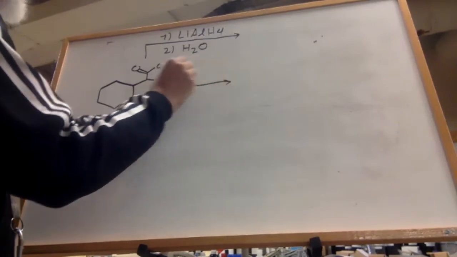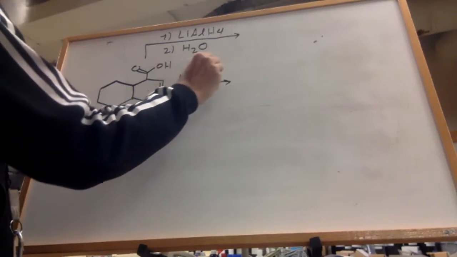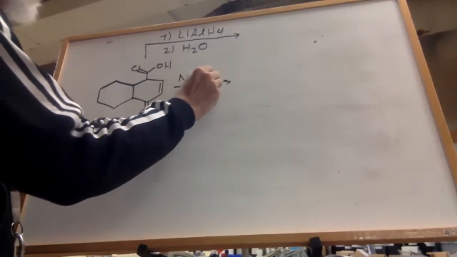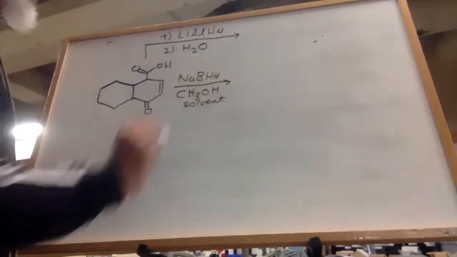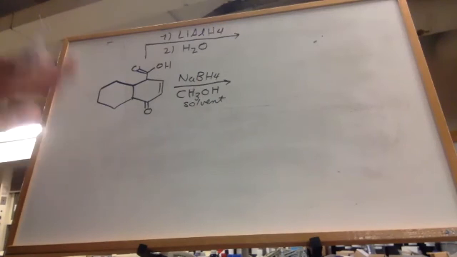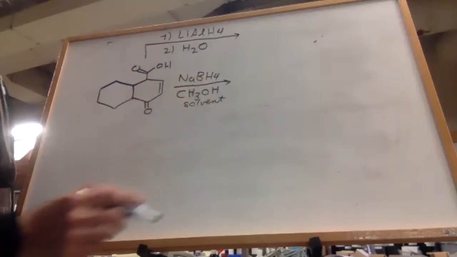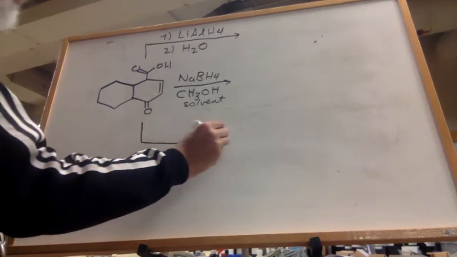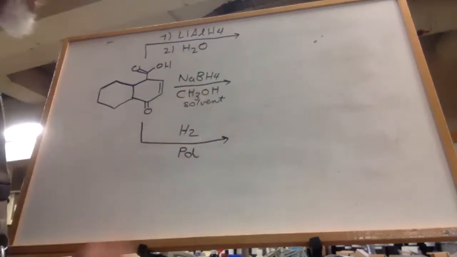And now let's reduce this very same compound with sodium borohydride. And the traditional solvent to use here is methanol, right? That's just the solvent. If you ever see sodium borohydride above the arrow and CH3OH below the arrow, that means the CH3OH is the solvent. And then we could also try reducing this compound with hydrogen and a metal catalyst. I'm going to put palladium, but we could use platinum and all kinds of other compounds.